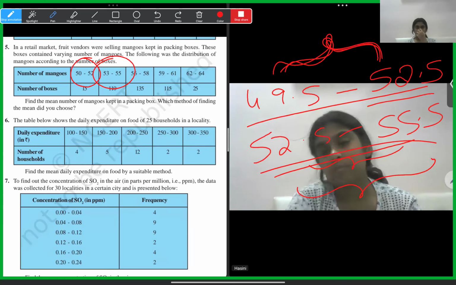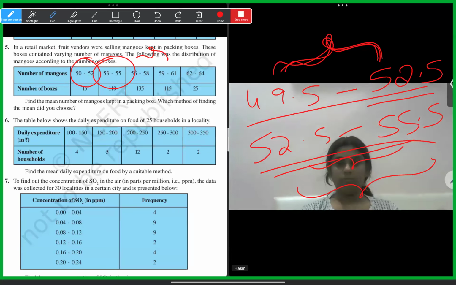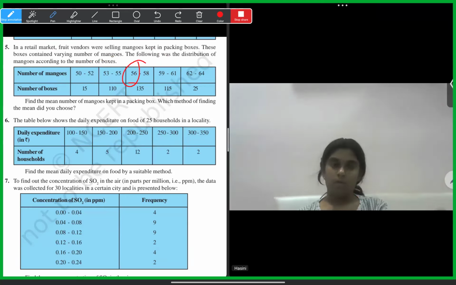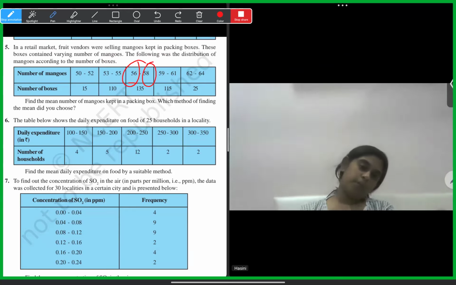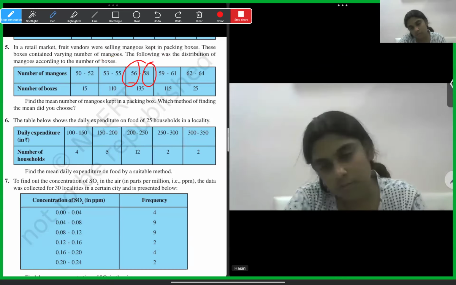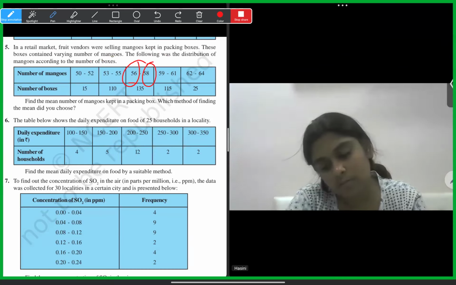Now the next one, 55.5 to 58.5, we will get. There also we will get 3. Here luckily class size is also becoming equal once we made the class intervals continuous. But there will be some questions where class size can be different also in mean. In such cases we will do the assumed mean method only.